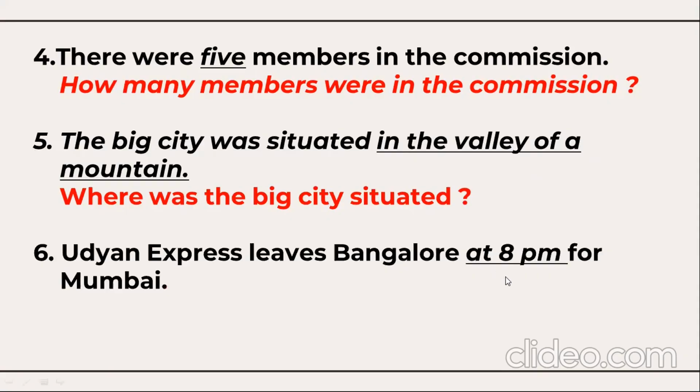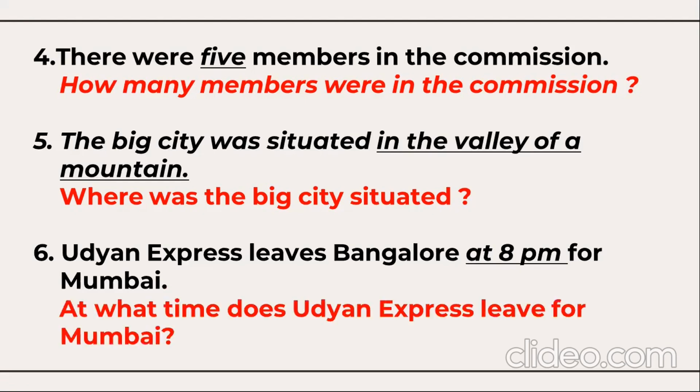Udyan Express leaves Bangalore at 8 p.m. for Mumbai. So it's mentioning time. What time? So we'll say, at what time does Udyan Express leave for Mumbai? Remember, it's leaves, not left. If you say left, we'll say did. At what time did? But leaves means we say does. When you use does here, the main verb should be without s or es. So, at what time does Udyan Express leave for Mumbai?